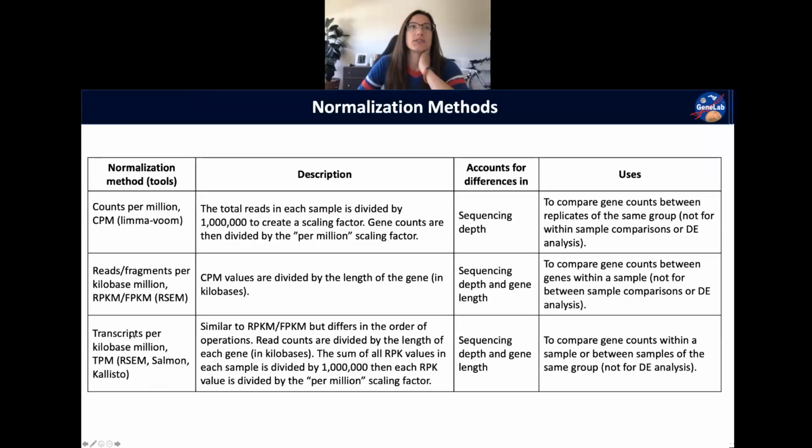I'm going to go over these fairly quickly, and you can read more about them. And if you have any questions tomorrow, you can bring them to me, because we're really just going to focus on the normalization method that we use in GeneLab.